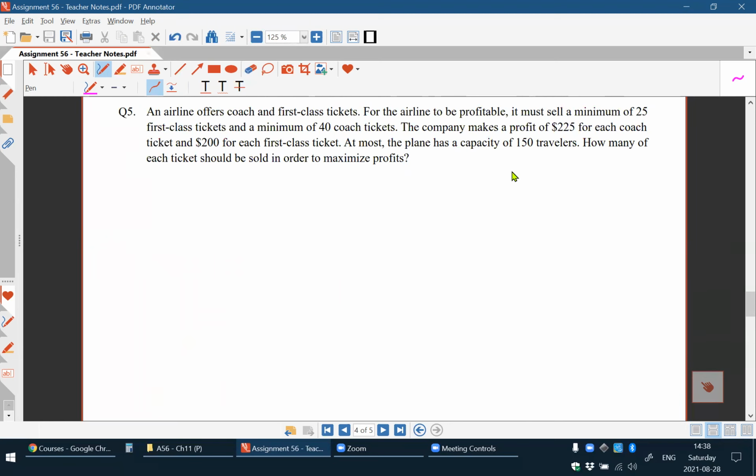Okay, so this is a typical application problem. We want to maximize the profits given a series of constraints, right? So in order to model it mathematically, first let's use some letters to denote the necessary variables, right? Okay, so basically we want to sell some of the coach tickets and some of the first class tickets. So we can use a letter x to denote the number of coach tickets sold.